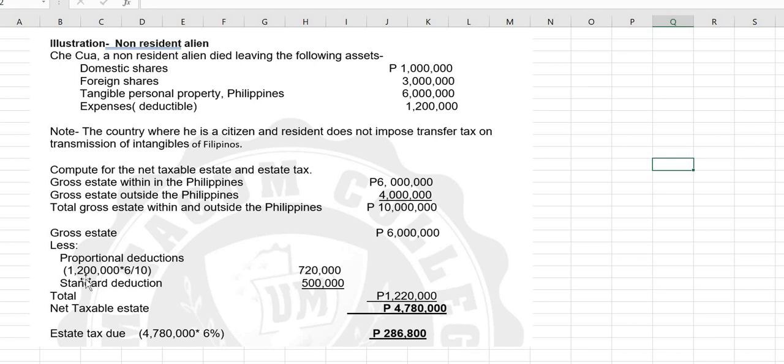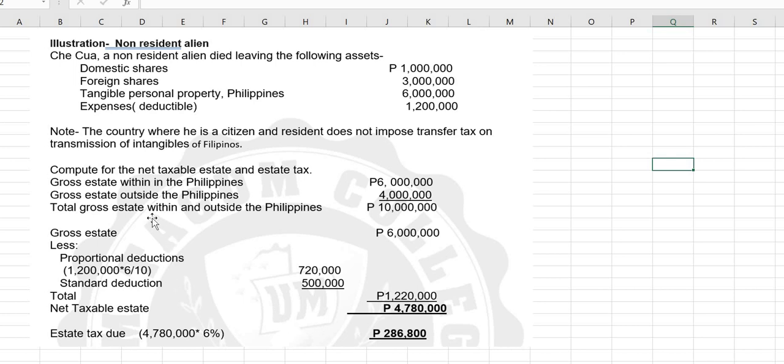We have 720,000 plus the standard deduction of 500,000, giving 1,220,000. So gross estate less deductions. Our deductions are only two: the proportional deduction plus the standard deduction of 500,000. So we have 1,220,000. Gross estate less deductions of 1,220,000 gives a net taxable estate of 4,780,000. To determine the estate tax due, we multiply the net taxable estate by 6% to get an estate tax due of 286,800.